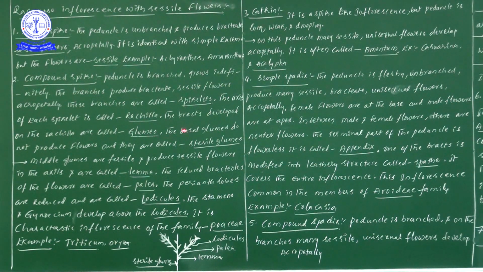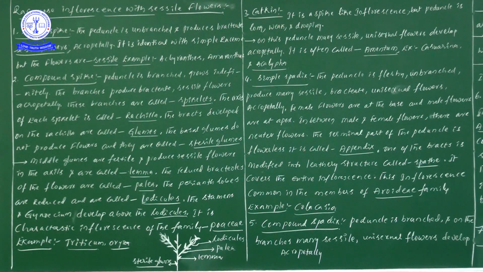Diagrammatically I will explain, no worry. What are the bracts developed on the rachilla? Rachilla is nothing but the axis of the spikelet. On the rachilla, glumes are present, meaning bracts are present. These bracts we call glumes. Next, the basal glumes do not produce any kind of flowers, so they are known as sterile glumes.